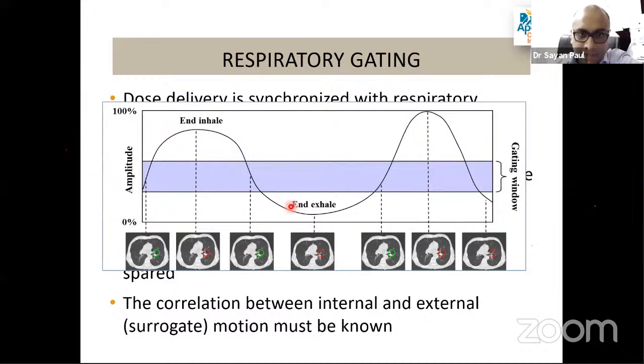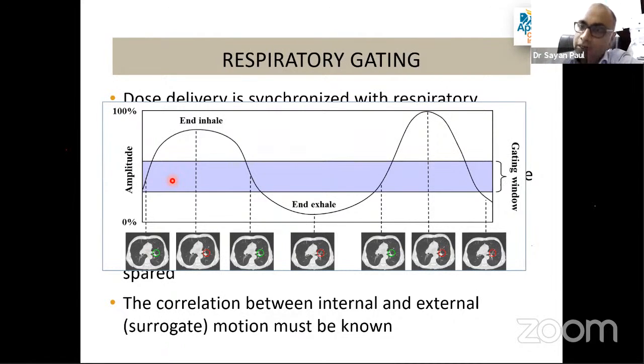So this is the respiratory pattern, and the blue one is the gating window. You treat the patient, or you acquire your imaging data. At whichever phase you acquire imaging data, you have to treat in the same phase. So you determine this is my gating window, and I will treat only when the tumor comes in this area.